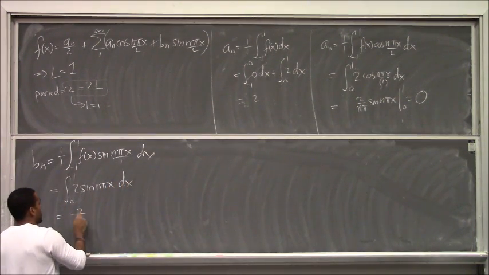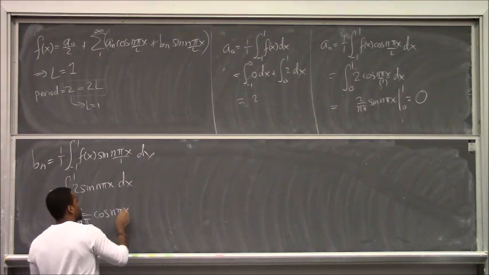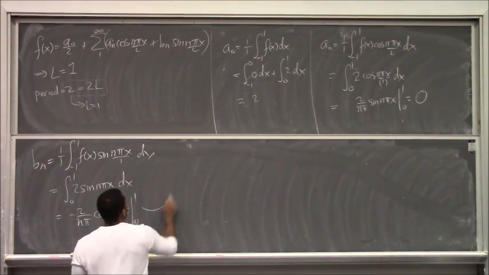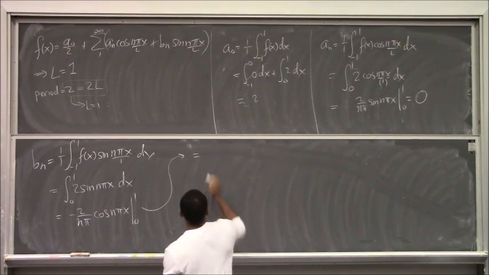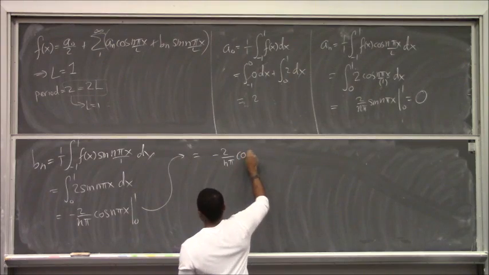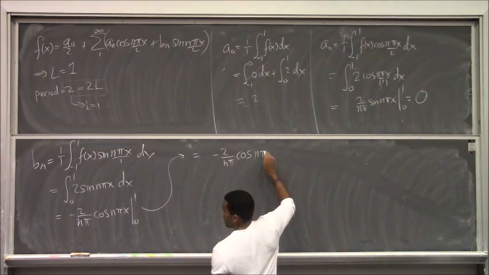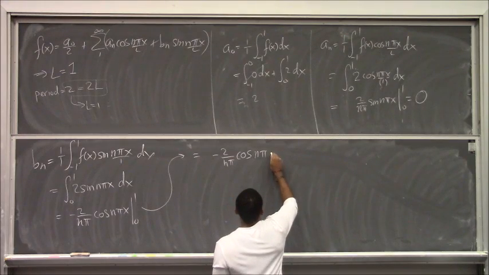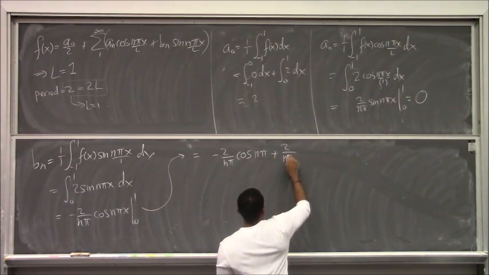The integral of that is going to be -2 over n pi cosine n pi x between 0 and 1. And what's going to happen now? If I plug in 1, this is going to be -2 over n pi of cosine n pi, plus, if I plug in 0, I just get 1, 2 over n pi.